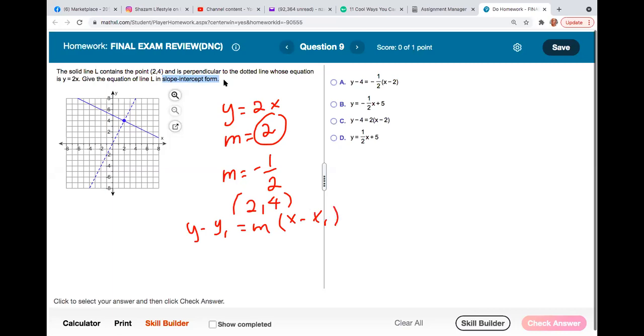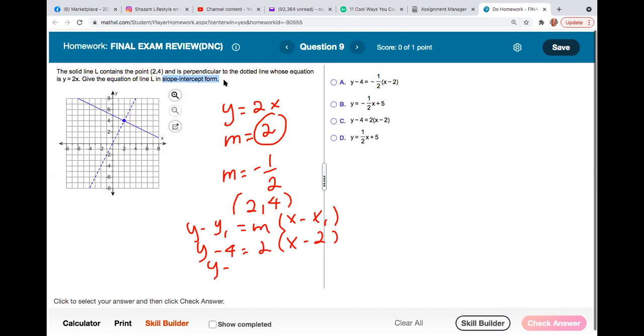Just using good old-fashioned common sense. And, you know, that's just critical thinking, guys. You really don't have to do that much work to figure this problem out. But I'm going to do it for you anyways. Y1 is 4. The slope is 2. X1 is 2. And then you just work this out.